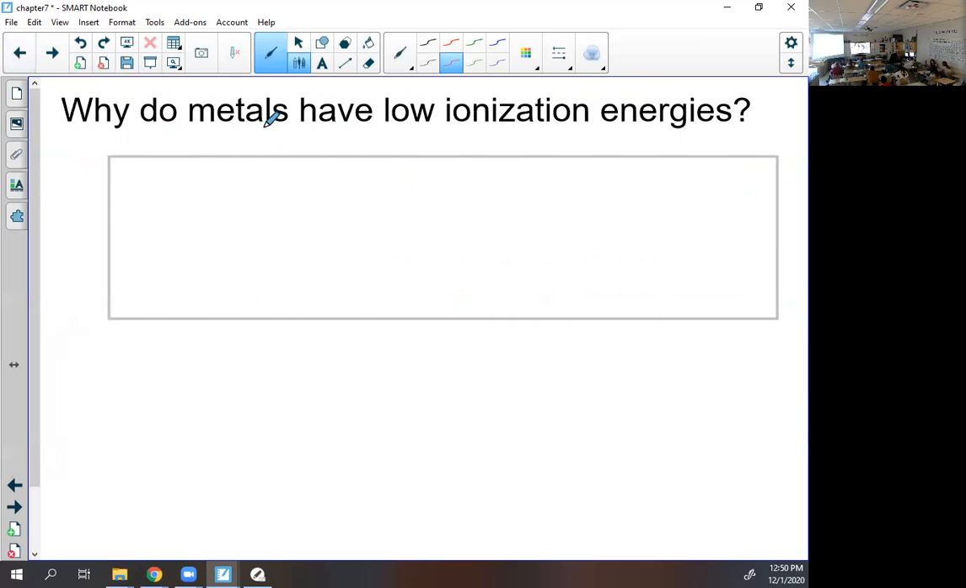So here would be a question you should be able to answer. Why do metals have low ionization energies? Will you talk to your lab partner about that real quick?